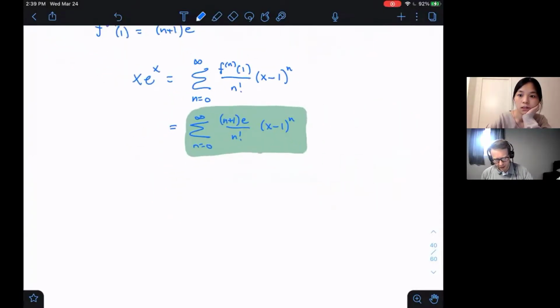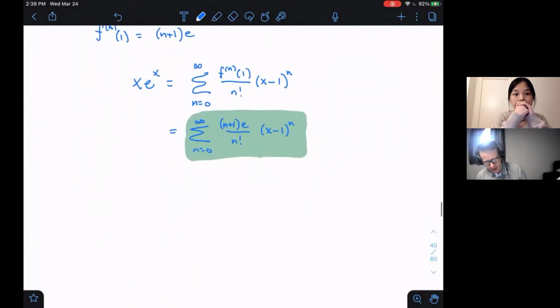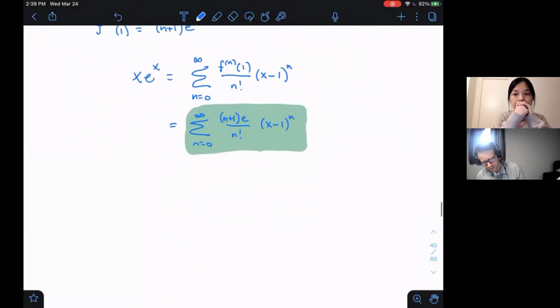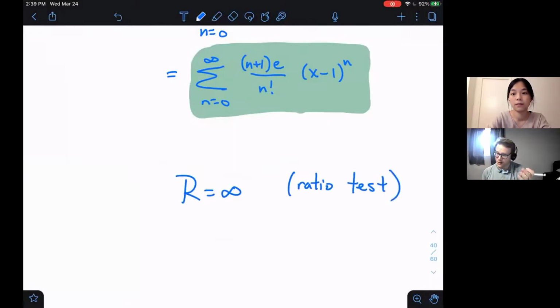Okay, one last thing here. It says use the series to find the radius of convergence. Maybe in the interest of time, I'll just say that the radius of convergence is going to be infinity for this. In order to figure that out, you'll use the ratio test. Just like anytime you have a series and you want to know what the radius of convergence is, you always use that ratio test.